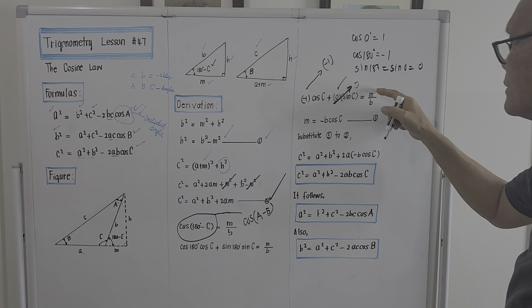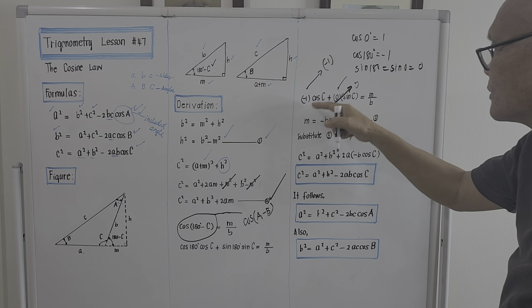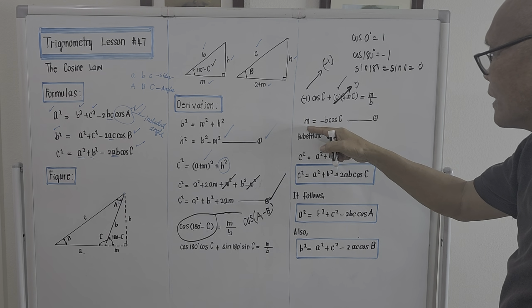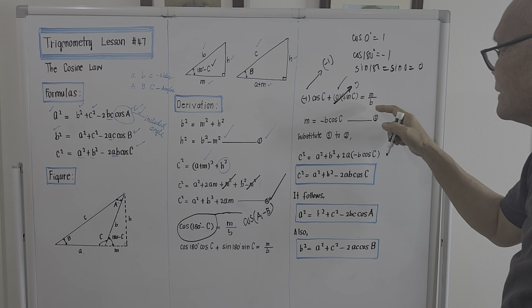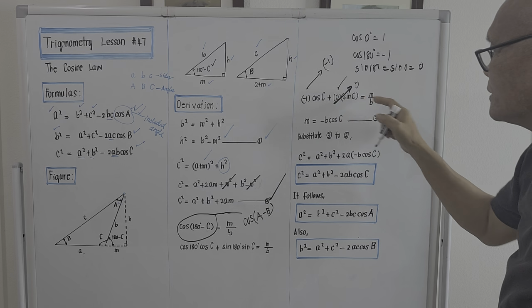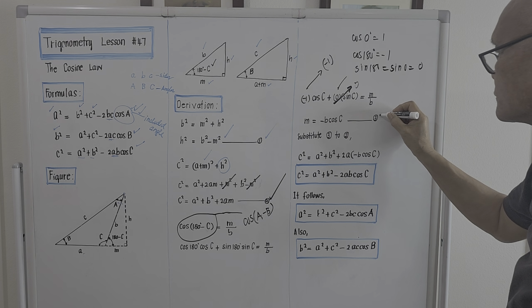So m now will be equal to b times negative cosine of angle C. So m will be negative b, there's a negative sign here. Since b is to be multiplied with this, it should carry the negative sign: negative b cosine of angle C. We call this equation number 3.